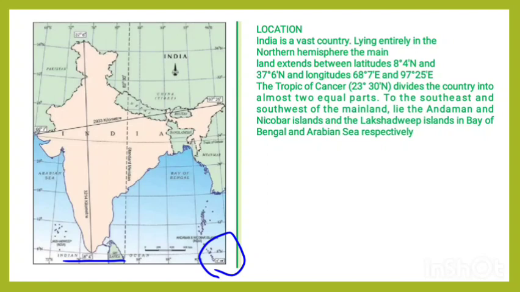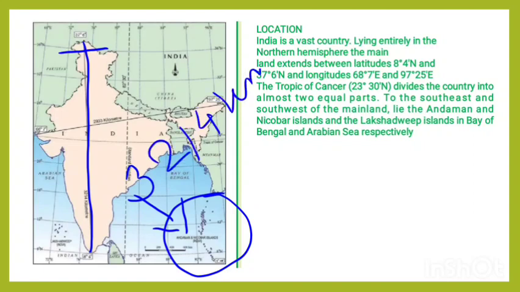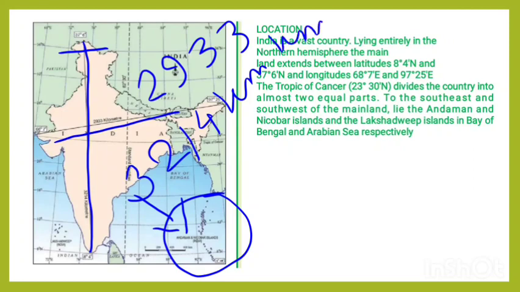The Andaman and Nicobar and Lakshadweep islands are part of our India. Andaman lies in the Bay of Bengal, whereas Lakshadweep lies in the Arabian Sea. Andaman is located to the southeast and Lakshadweep to the southwest of the mainland of our India. And the north-south extension is 3,214 kilometer, whereas in the east-west direction it is 2,933 kilometer.